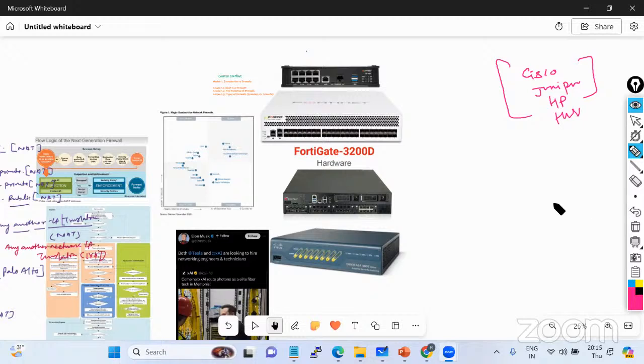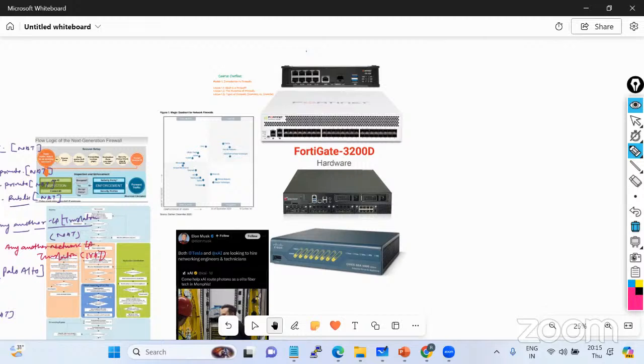So Cisco, Juniper, HP, Huawei, Brocade, Alcatel, a lot of vendors are available in the market. All vendors have the same aim: to route the traffic from one place to another place. That's a simple concept they have, but the vendors are different. The manufacturing and the way of working are a little different, but the end goal is the same.